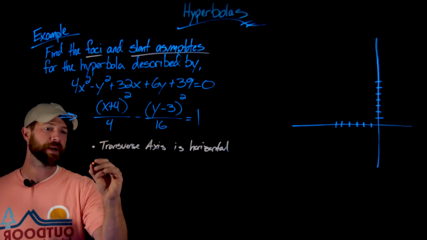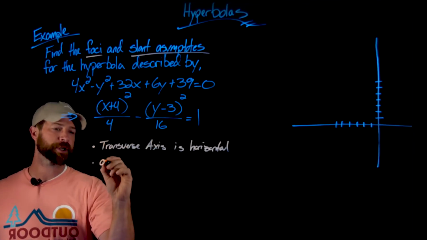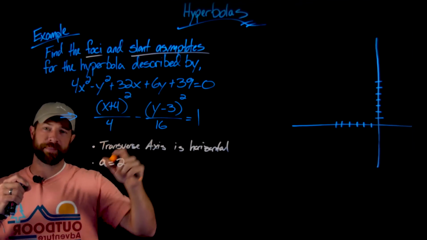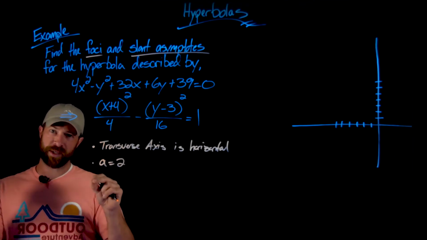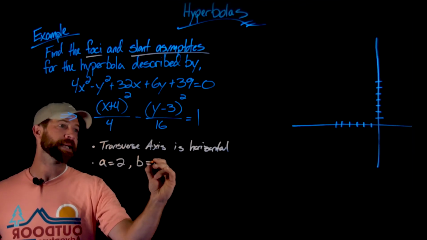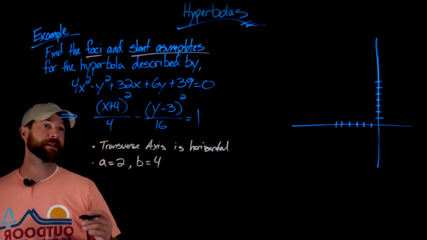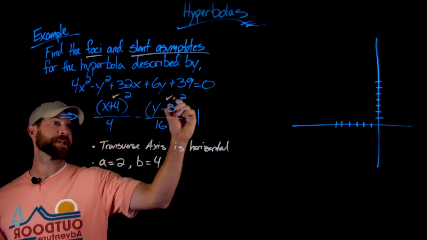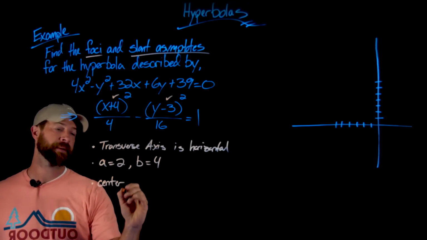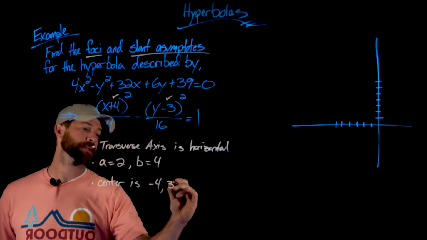I also know I have a and b values, which are the square roots of these. So a squared is 4, which means a equals 2. That is from the center point, described by the shifts here. I'm going to go 2 units along horizontally in the direction of x. And that b squared is 16, so b is 4, so I'm going to go up 4 and down 4. And then finally, I can see here from the shifts that have happened to the x and the y that the center is at (-4, 3).